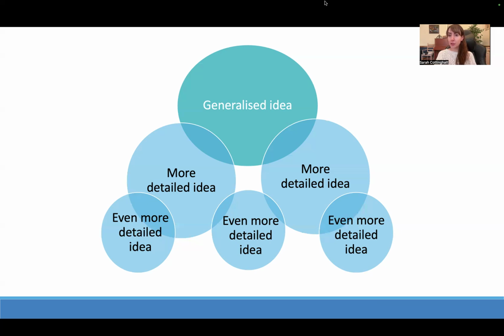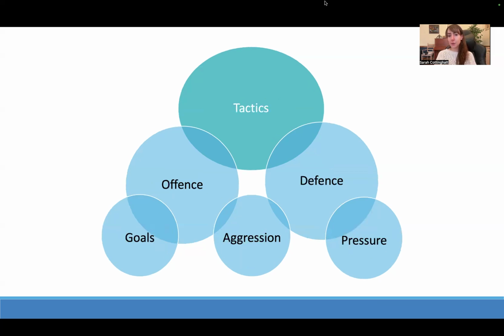And one way that we can organise them is by concept. So we can think about the important generalised concepts in our subject and how they link to more detailed ideas. And we can think about this organisation as a hierarchy. So for example, in PE, we might have a more generalised concept of tactics, and that runs through all of the different sports that we teach. And linking to that, concepts about offence and defence, and then more detailed ideas around goals, aggression, and pressure.